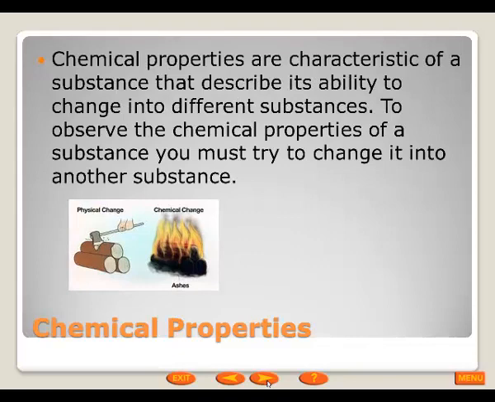Chemical properties, on the other hand, are characteristics of a substance that describe its ability to change into different substances. So to observe the chemical properties of a substance, you must try to change it into another substance. So for example, taking that same wood and burning it, we're creating a chemical change. Turn the wood into carbon compounds. Much of it's released into the atmosphere when it's burnt in the form of carbon dioxide. Some of it becomes ashes, which is basically just leftover carbon.